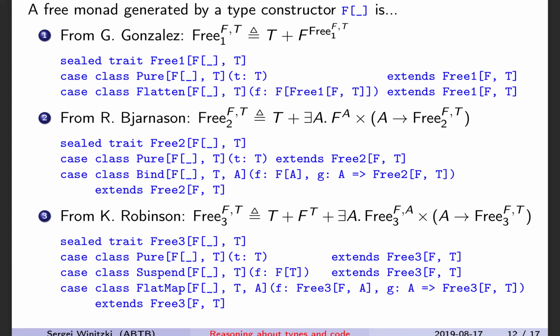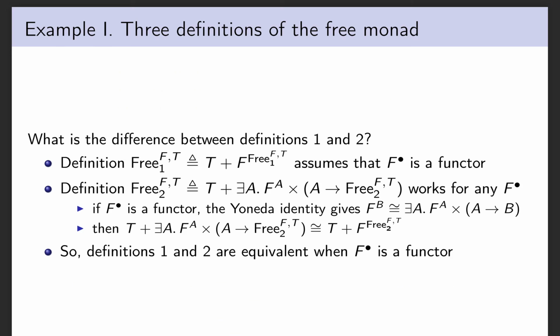And the third definition is the longest one. It has 3 case classes, so I have a disjunction of 3 possibilities, and therefore I have something plus something plus something, and so on. So now I can reason about this. The first definition actually assumes that the type constructor F is a functor, and the second definition does not assume that.